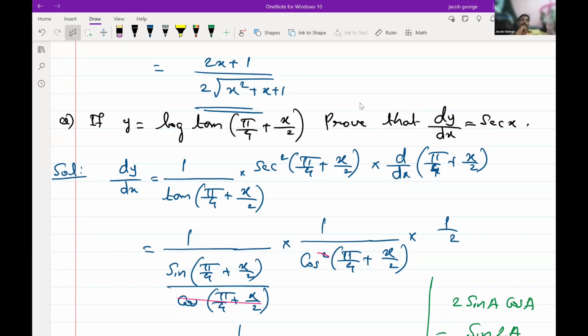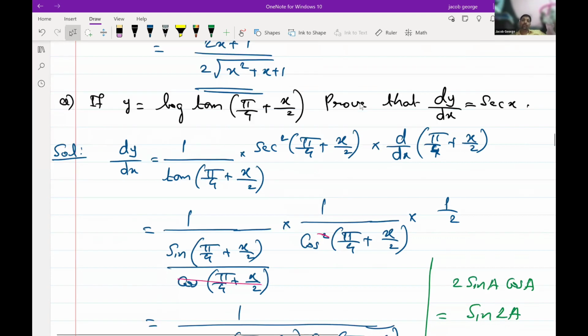Y is log tan of pi by 4 plus x by 2. Prove that dy by dx is sec x. So dy by dx is the derivative of log, which is 1 by tan pi by 4 plus x by 2, into the derivative of tan, which is sec square pi by 4 plus x by 2, into d by dx of pi by 4 plus x by 2, that is 1 by 2.